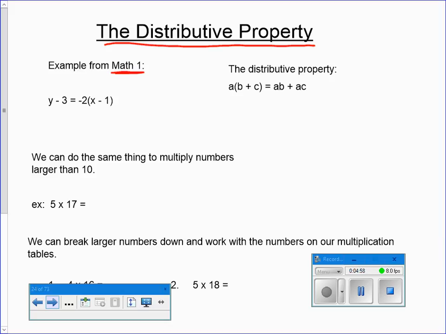What you probably remember about the distributive property is we have a number outside the parentheses, and we distribute it through the parentheses. By distribute, what we mean is multiply.